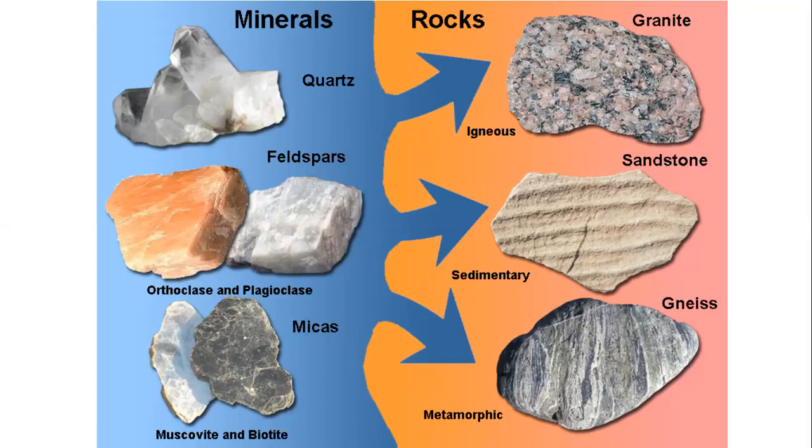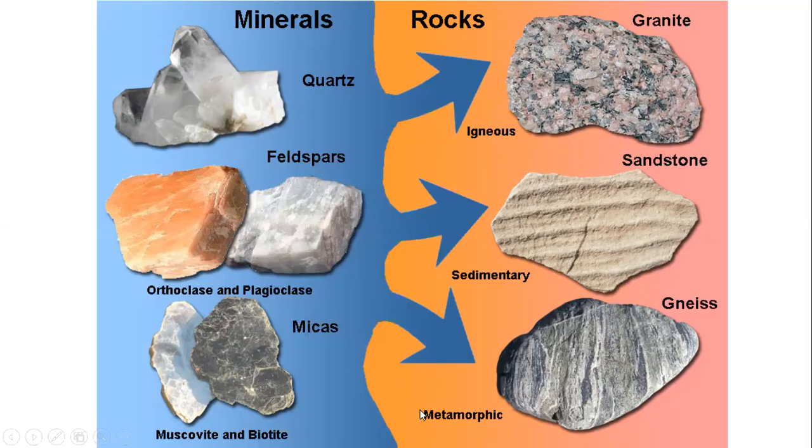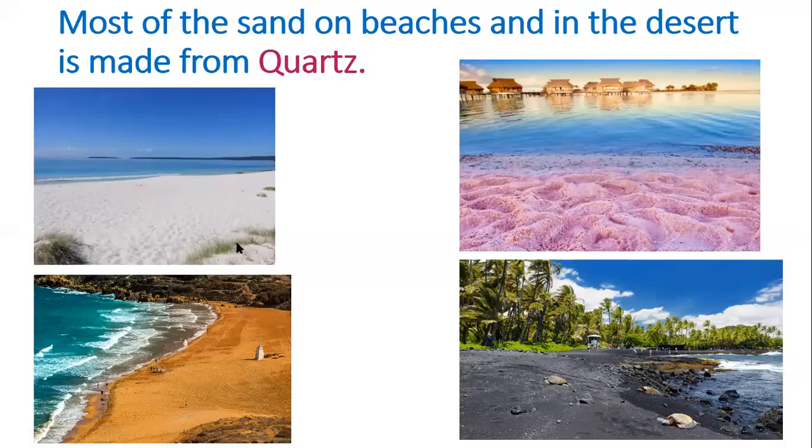So let's see again. Here we can see different types of quartz of different colors, like purple, pink, and white. That is the reason why here we can see different colors of sand. This sand is white, this is brown, this is like pink, and this is black sand.